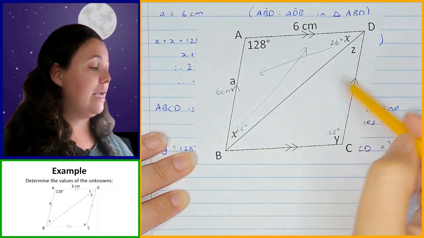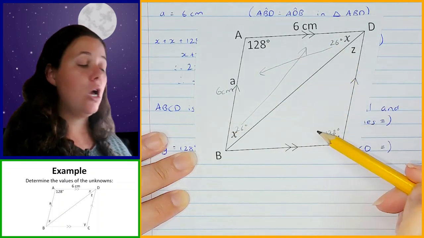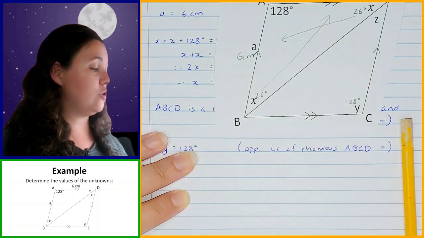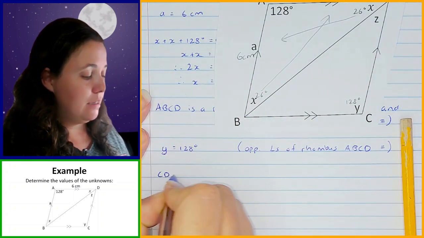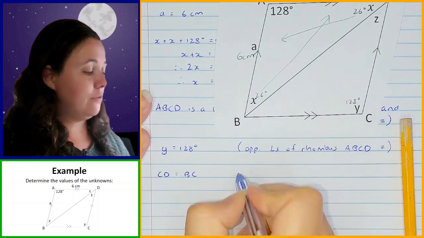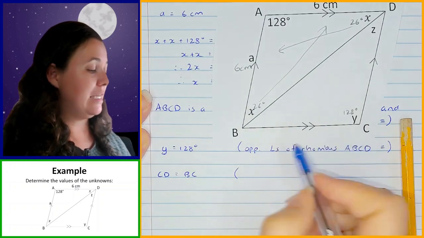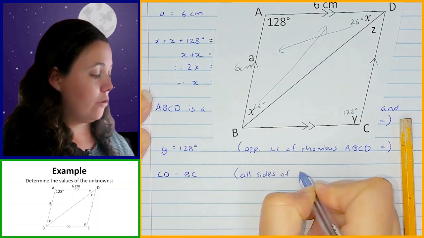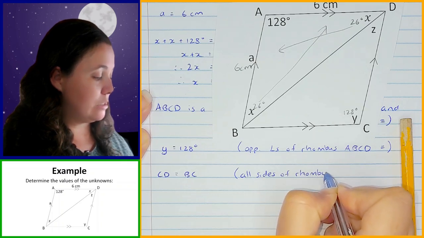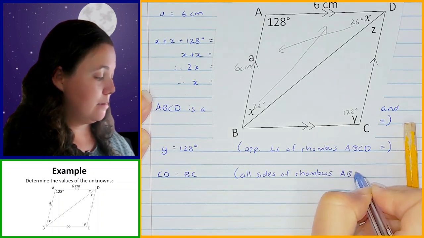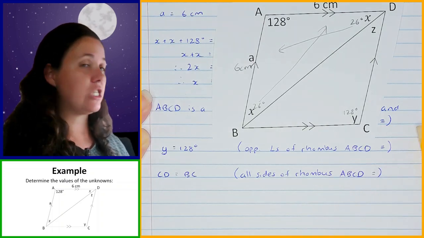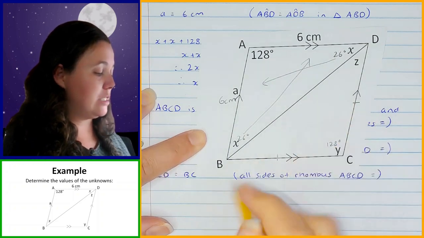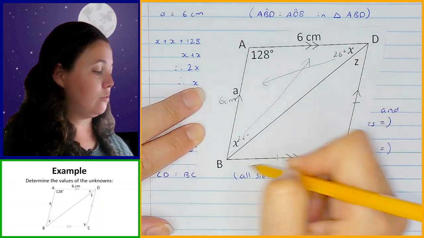So what I'm going to do now is use the property of a rhombus that all the sides are equal to say that CD is equal to BC. So CD equals BC, and my reason for that is because all sides of a rhombus, in this case rhombus ABCD, are equal. Okay, so now I can go and fill that information in here. I can say that is equal to that. I just said that CD is equal to BC, so CD is equal to BC.